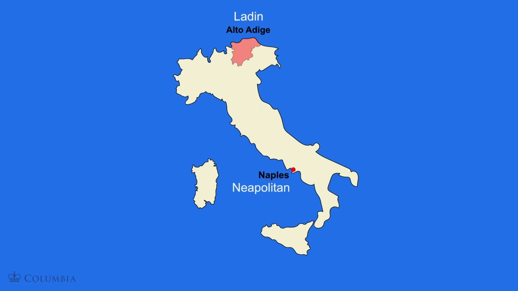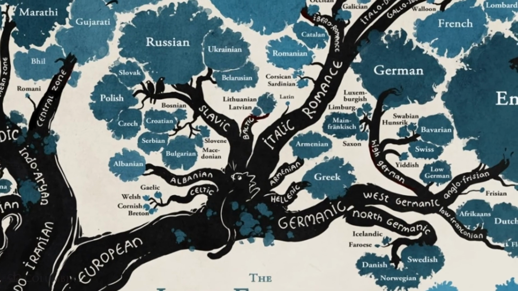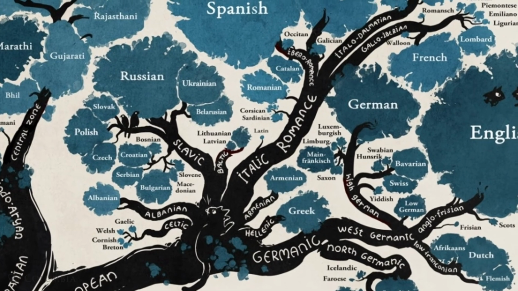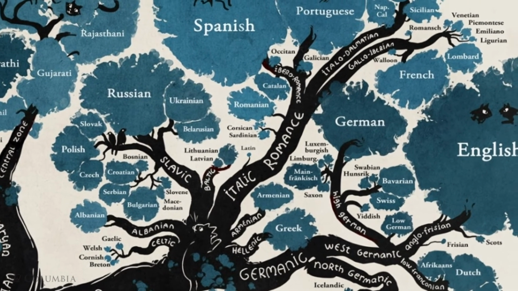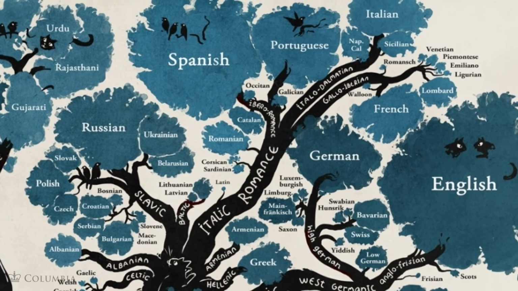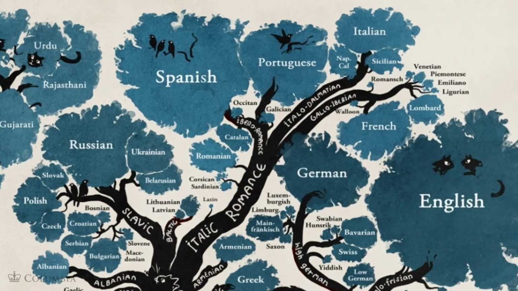However, there are also many other Romance languages, like Latin, which is taught in schools in Alto Adige in northern Italy, or Italian dialects like Neapolitan or Venetian. Despite being different languages, all of the Romance languages share features from Latin. We can see that Latin is the root of the tree, and the Romance languages are the branches, because they're all part of the same language family.